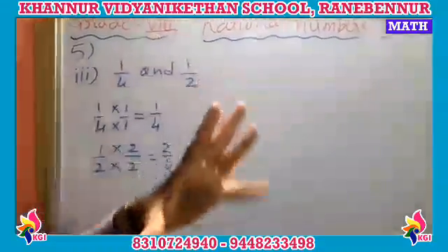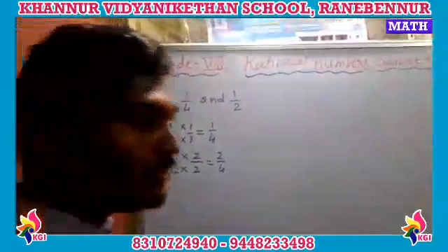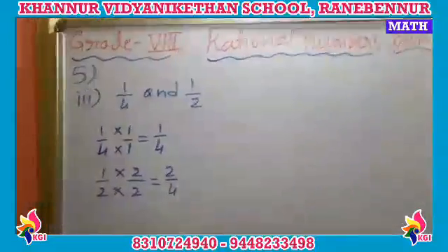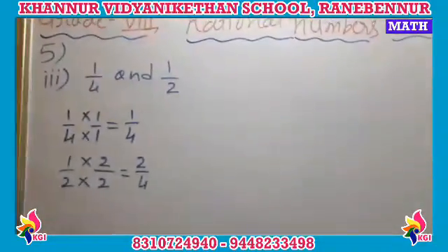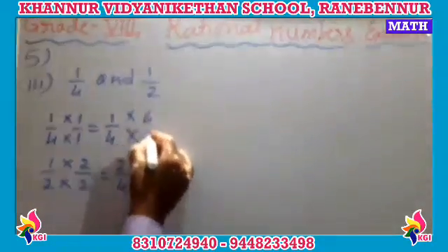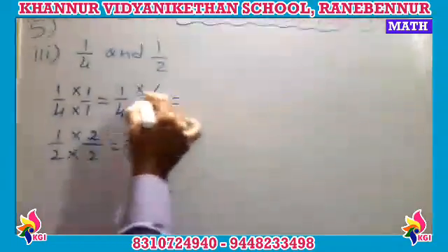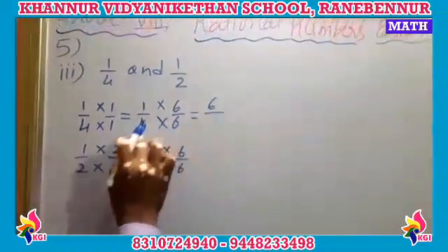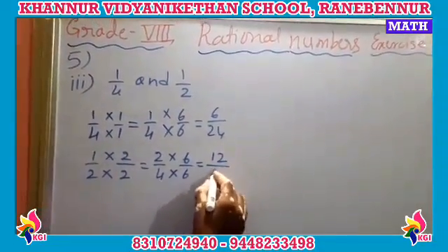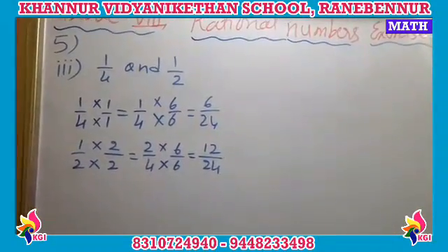So I want 5 rational numbers, right? When I compare the numerators, I am not getting enough. For this reason, I need to multiply the same number for both. As I want 5, I am going to multiply this one with a 6. For this also I need to multiply with a 6, correct? So 6 ones are 6, 6 fours are 24. Next, 6 twos are 12, 6 fours are 24. Now I got the new fractions, that is 6 by 24 and 12 by 24.